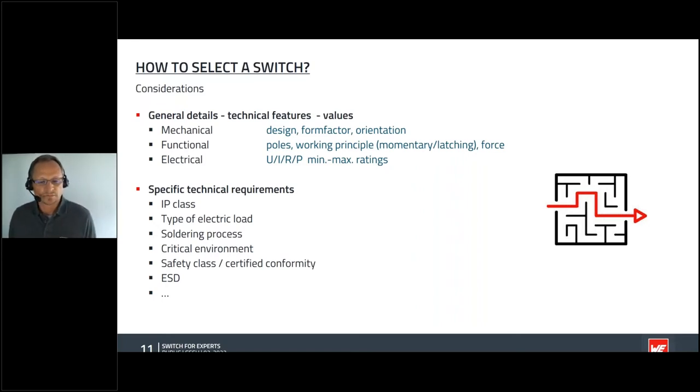Then what does the production process look like when it comes to soldering? If it's reflow or wave or double wave, selective, hand soldering, or whatever. Is there also a critical influence from the environment, like dust, moisture, salt spray, chemicals, gas, very high or very low temperatures? Is the component sitting in a big or small enclosure, with or without ventilation? That's all points to consider.